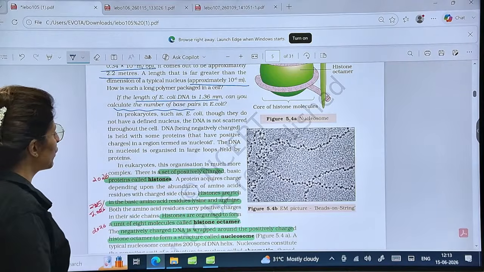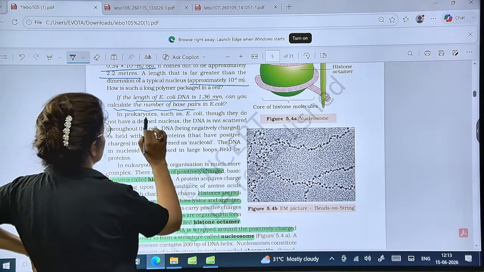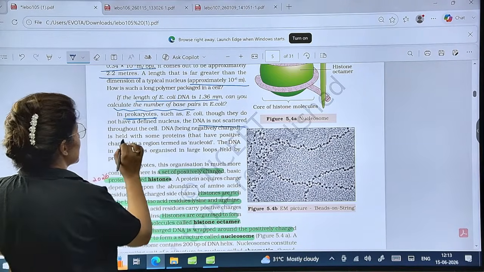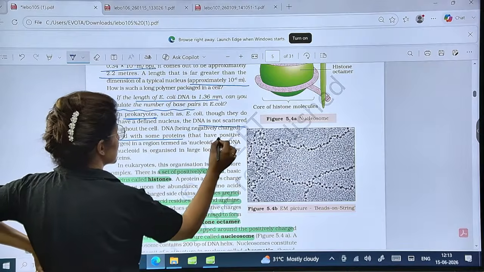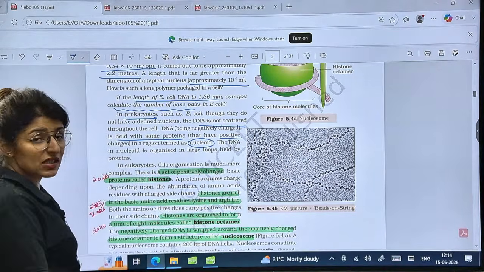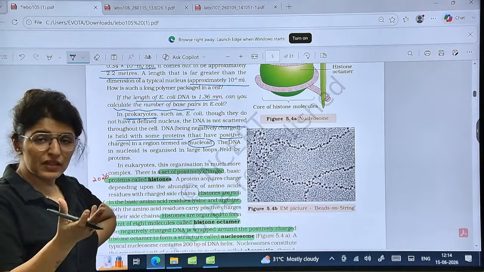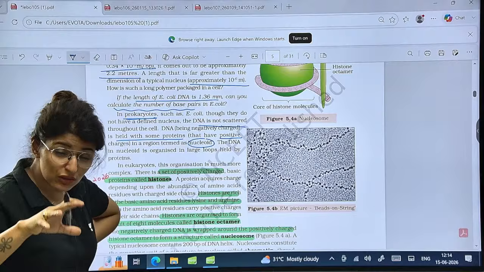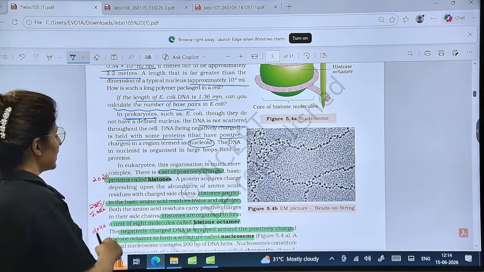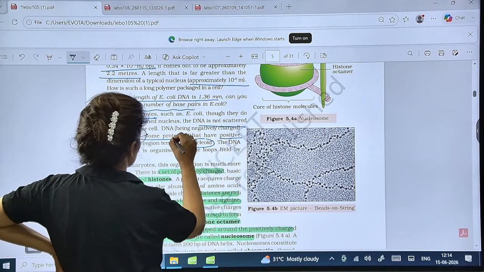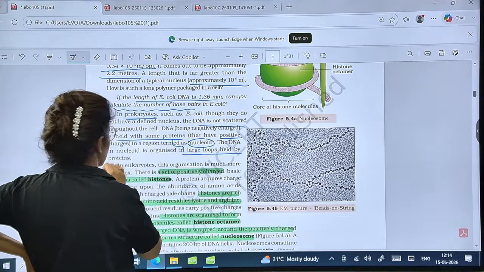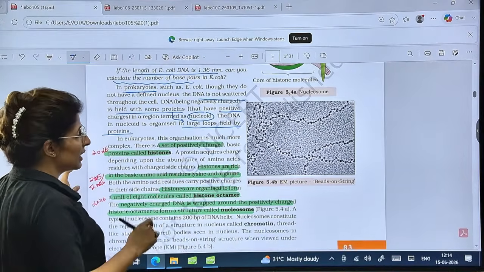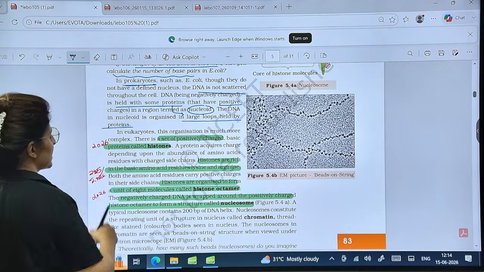Yes or no? In prokaryotes, guys, there is no defined nucleus, so the DNA is not scattered, but it is held by some positively charged proteins, and that is when they form a region known as nucleoid. So what is the difference between nucleoid and the genetic material here in prokaryotes? Nucleoid is a region to which the genetic material extends, right? And these positive proteins are organized in some large loops. This DNA is held by large loops held by the proteins. Is that clear? These proteins are hook-like structures.